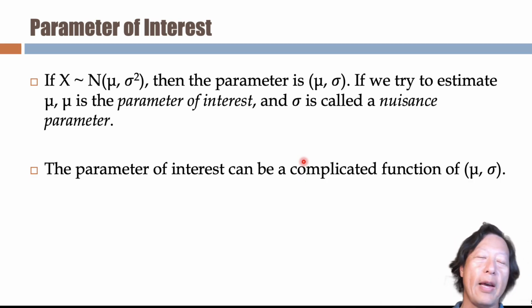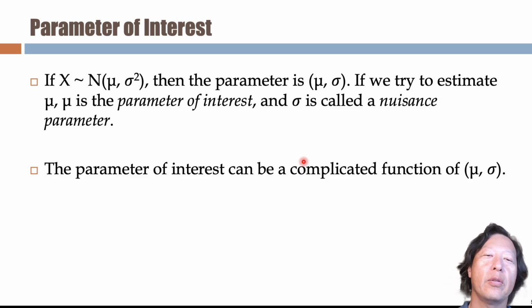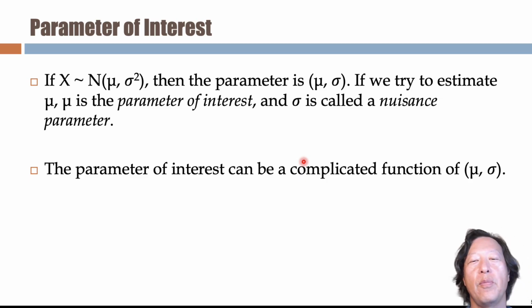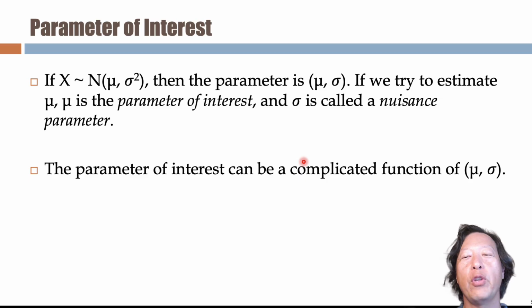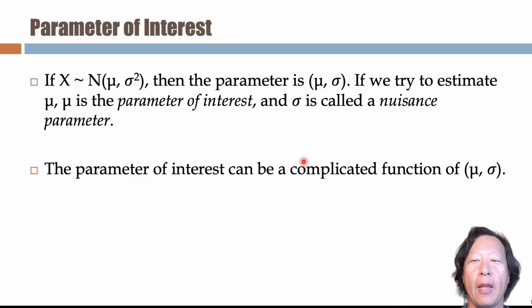Okay, so if X follows the normal distribution with mean mu and variance sigma squared, then the parameters are mu and sigma, which are the mean and standard deviation. If we try to estimate mu, which is the mean, then mu is the parameter of interest, because I'm trying to find out the mean.